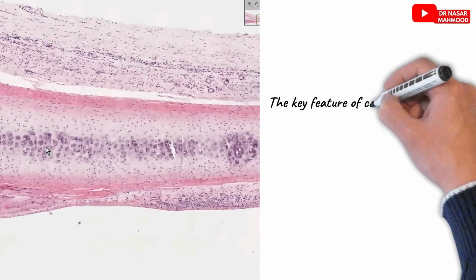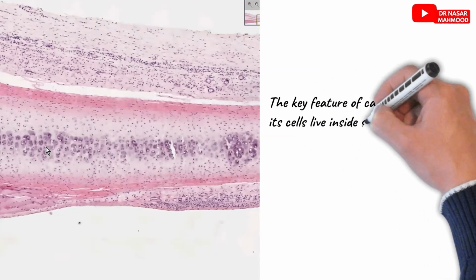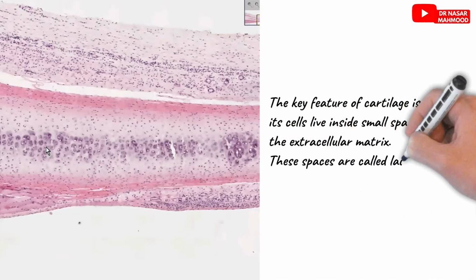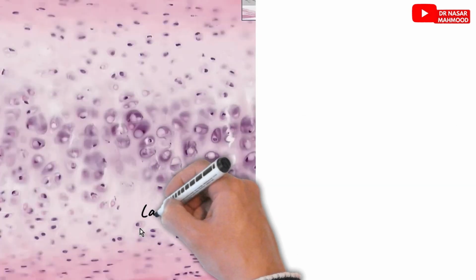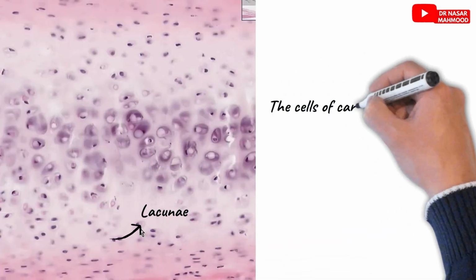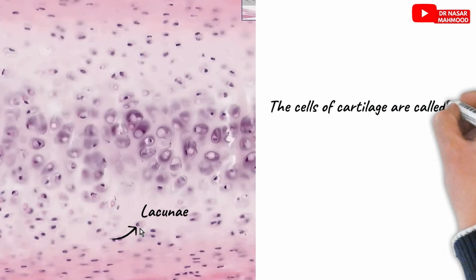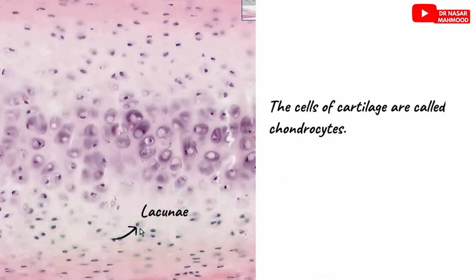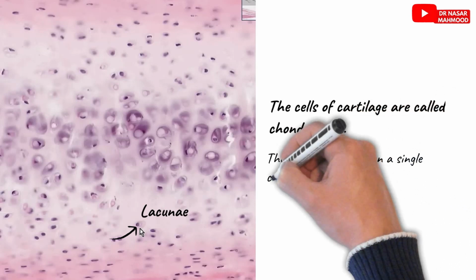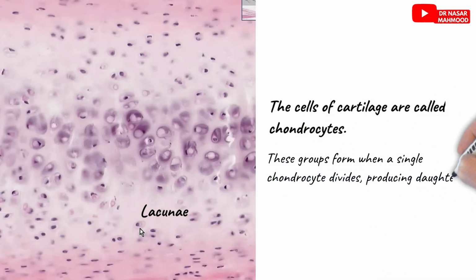The key features of cartilage is that the cells live inside small spaces within the extracellular matrix. These spaces are called lacunae. The cells of the cartilage are called chondrocytes. Now, each chondrocyte sits inside a lacuna, which is a small cavity within the cartilage matrix. Sometimes these cells appear individually, and sometimes they appear in small clusters called isogenous groups. These groups form when a single chondrocyte divides, producing daughter cells that remain close together.